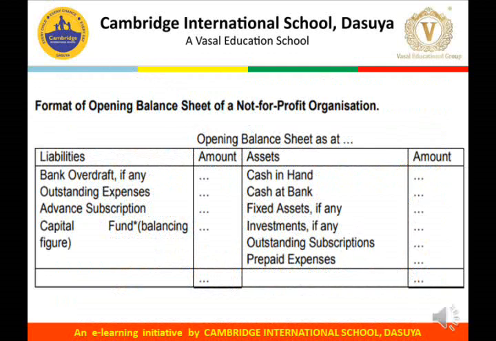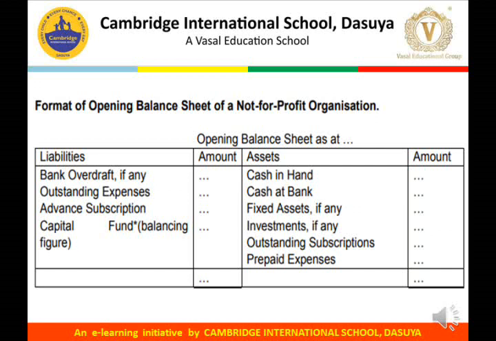This is the format of opening balance sheet of a non-profit organization. On my left hand side, liability side, here it is bank overdraft if there is any, outstanding expenses, advance subscription, and on the asset side, cash in hand, cash at bank, fixed assets, investments, outstanding subscription and prepaid expenses. If capital fund is already given in the question, then we will write the capital fund.